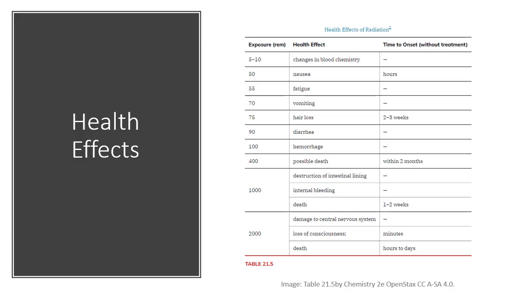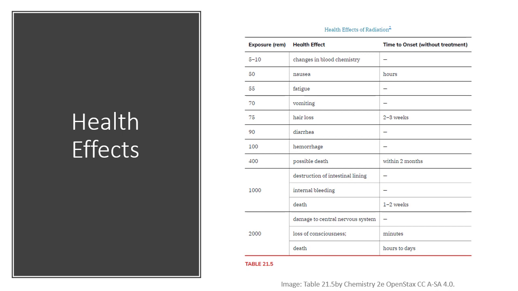All right, which brings us to the health effects of these things. So with low exposures, we have relatively small problems. So we might have a small change in blood chemistry, you might be nauseous, you might have fatigue or vomiting. And as you go up in dose, you start to have bigger problems, which are much more of an issue to your long-term health.